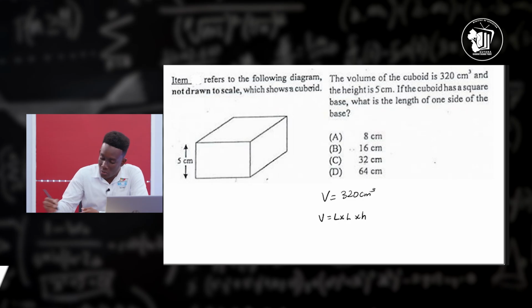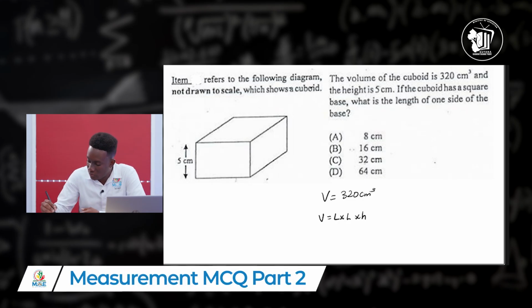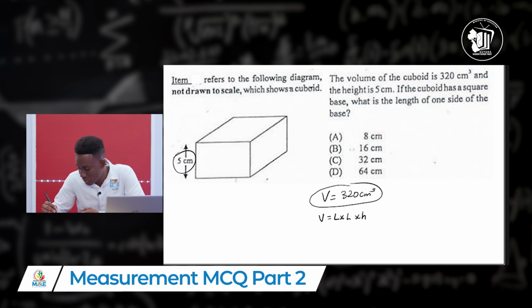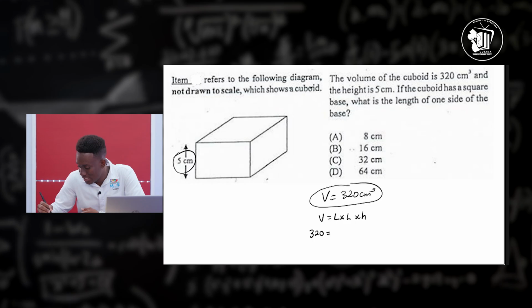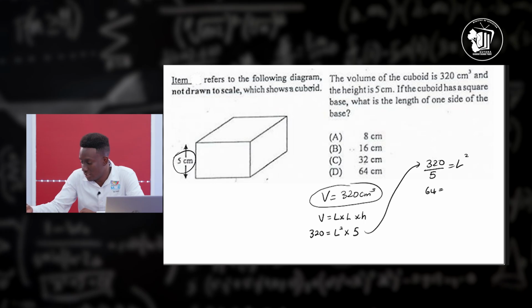length times height. So they gave us a few things. They gave us the volume and they gave us this height here. So we can substitute this. We can say 320 is equal to the length times length. We can call that L squared multiplied by the height, which we found to be 5. So we can then solve for this. So we know it will be 320. This 5 is multiplied and we take it over to divide. So 320 divided by 5 should give me 64 is equal to L squared.